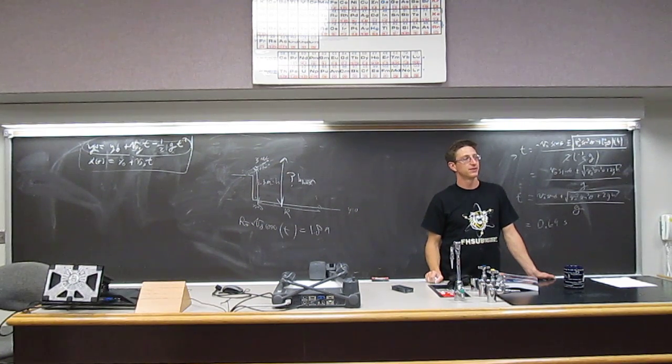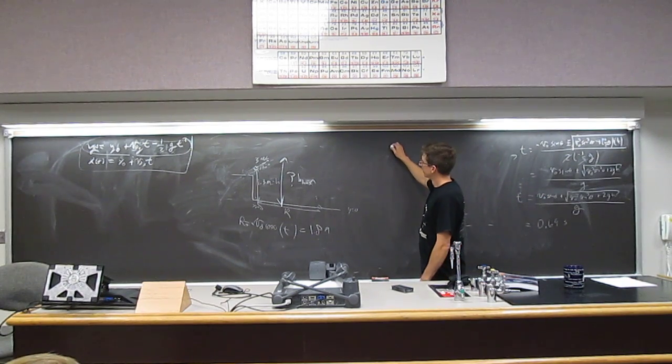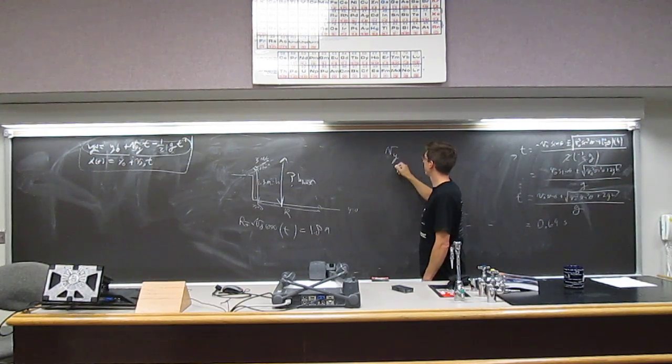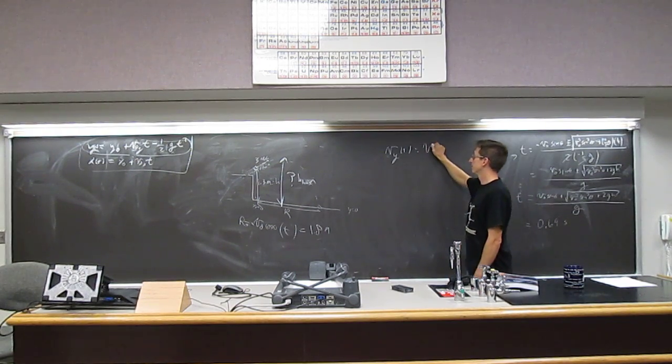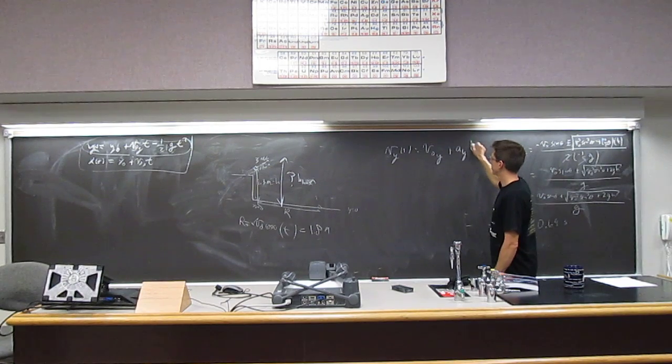The y velocity is 0. Y velocity is 0. So let's figure out the time when the y velocity is 0. What you could do to do that is, we know that the velocity in the y direction at any time is the initial velocity in the y direction plus the acceleration in the y direction times time.